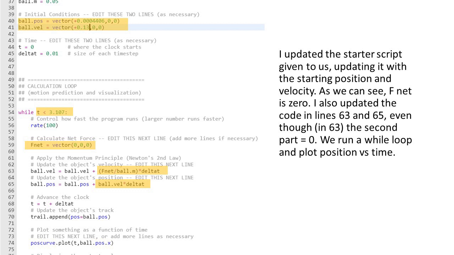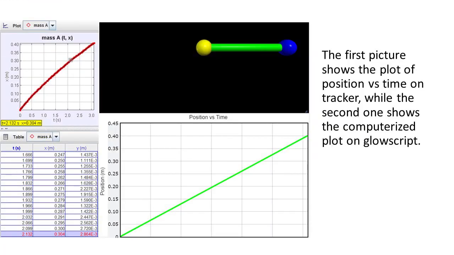Next, I used GlowScript and updated the starter script given to us using the position and the velocity, setting F net equal to 0, and I also updated the code in line 63 and 65. We run a while loop to plot the position versus time graph. As we can see on the very left, that is the plot of position versus time on Tracker, while the second image shows the computerized motion plot on GlowScript.